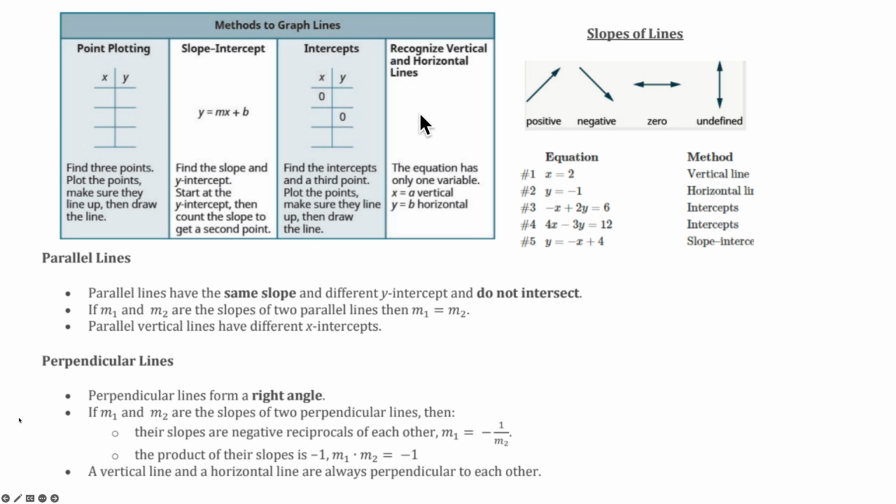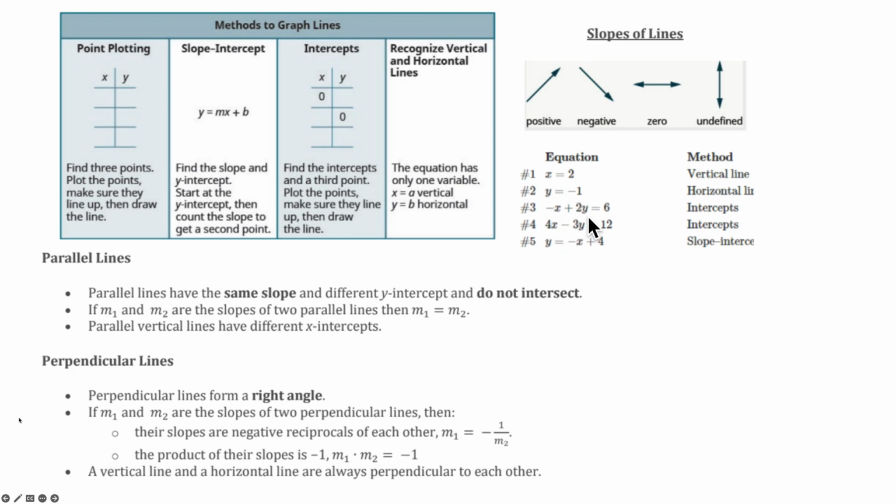If you're given it in standard form, you want to find just the intercepts. So positive slopes go uphill, negative slopes go downhill. Here's horizontal, slope of 0, undefined slope for vertical lines. So again, x equals 2, no y, vertical line. It has to be parallel to the y-axis since the y variable is missing. y equals -1, the x is missing, it has to run parallel to the x-axis, so it's a horizontal line.